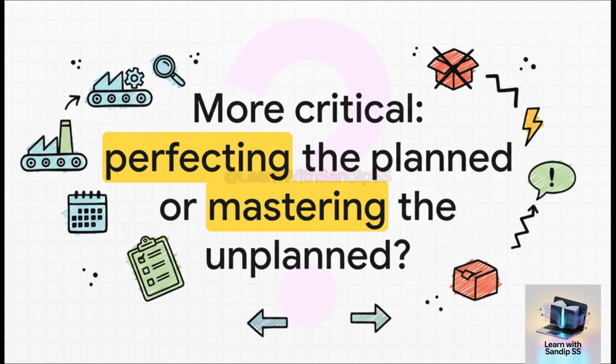And that brings us to one last thing to think about. In today's crazy, fast-moving world, which of these 2 paths is actually more critical for a business? Is it better to perfect your proactive, planned processes so that nothing ever goes wrong? Or is it more important to become an absolute master of the rapid reactive response for when things inevitably do go sideways?